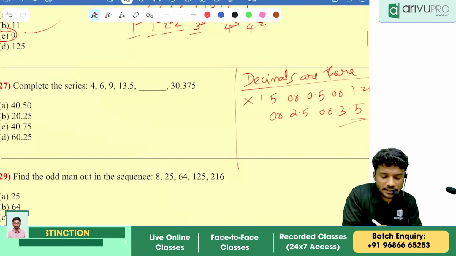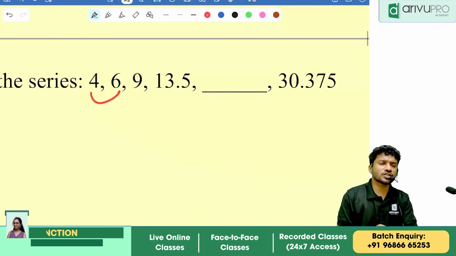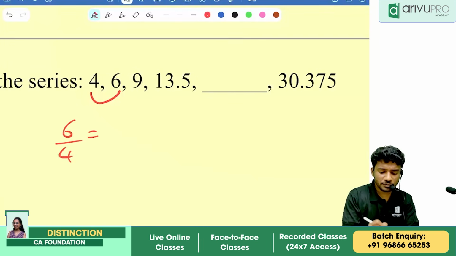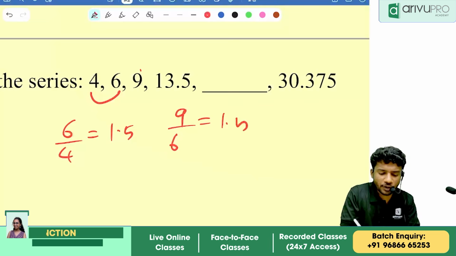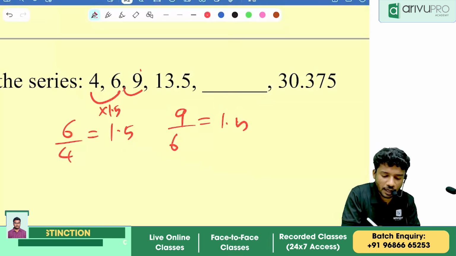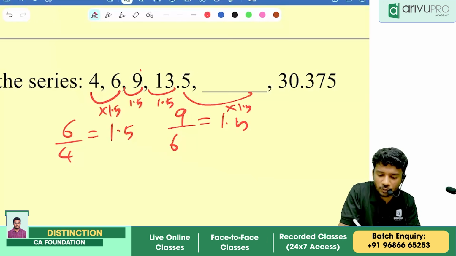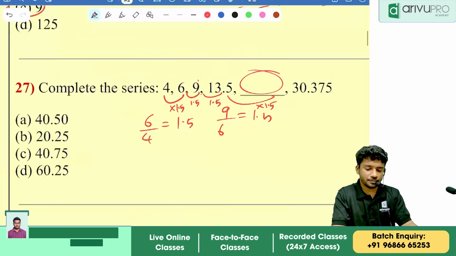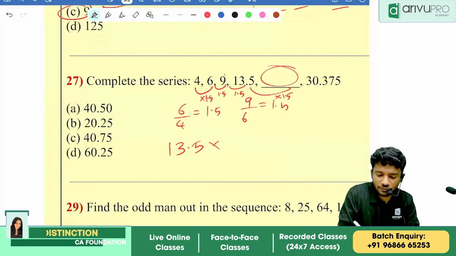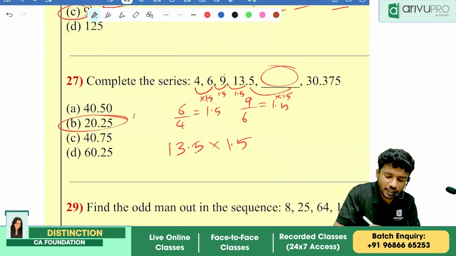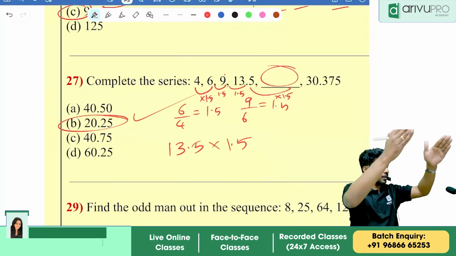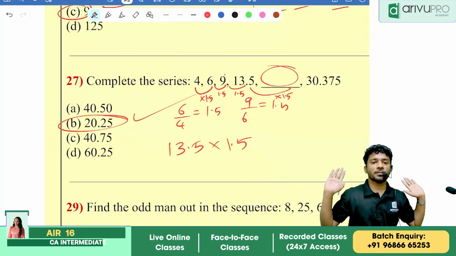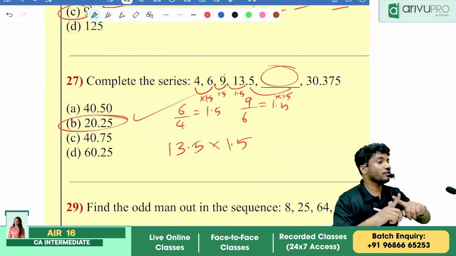Look here. 4 became 6. So 6 by 4 is how much? 1.5. 9 by 6 is how much? 1.5. So that means everything is getting multiplied with 1.5. The next number will be 13.5 into 1.5, which is 20.25. So what is the method when decimals are involved? Take the second number, divide it by the first number. That time itself you will get the common factor.